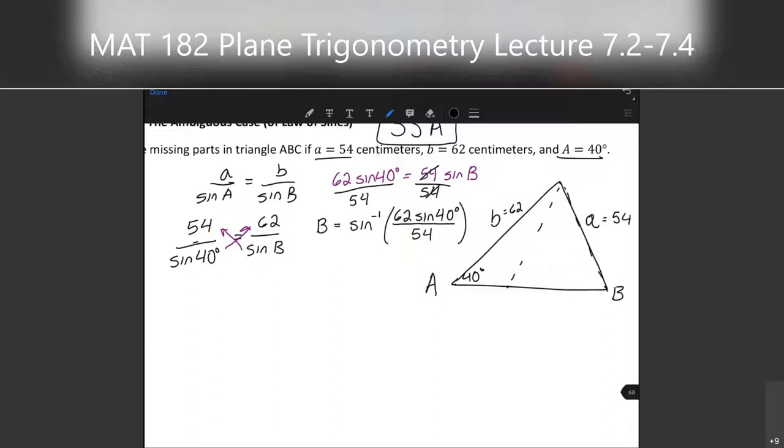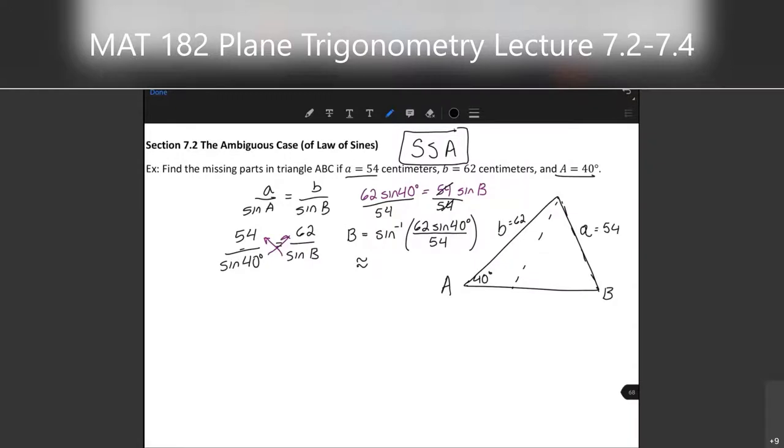So take a moment to solve this one, and let's go ahead and round to the nearest tenth of a degree for the angle B. I'll give you a moment to do that. If you find that angle B, go ahead and place that in the chat, if you will. And we'll again round to the nearest tenth. We'll be a little more specific that way.